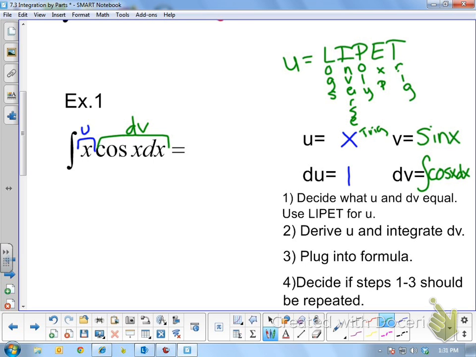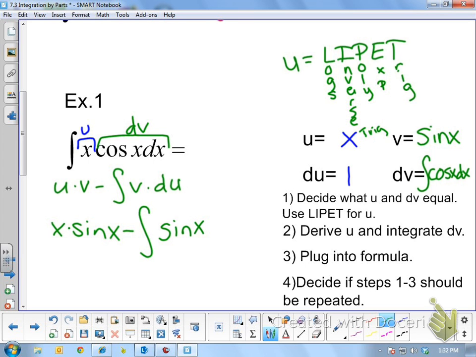Just kidding. It's positive. So now we just plug it into the formula. The formula stated uv, so u times v, minus the integral of v du. So we just plug stuff in. What did we say u was? x. What did we say v was? Sin x. Minus the integral of v du, so we use sin x again. And then, I guess this is really 1 dx.